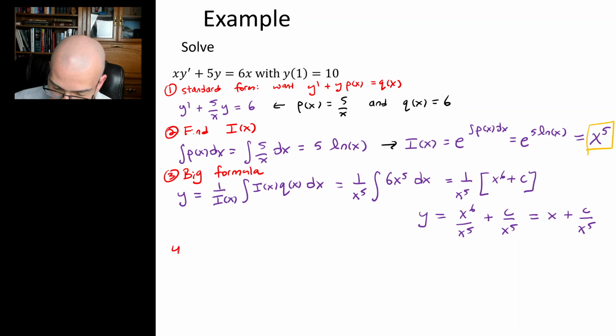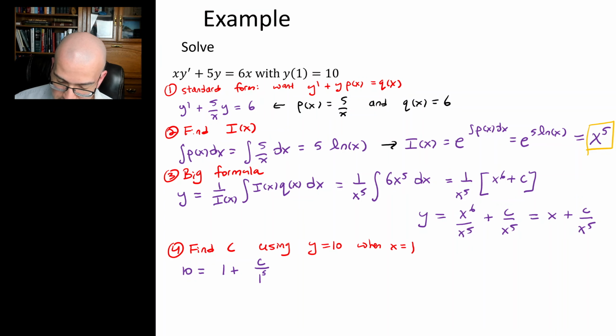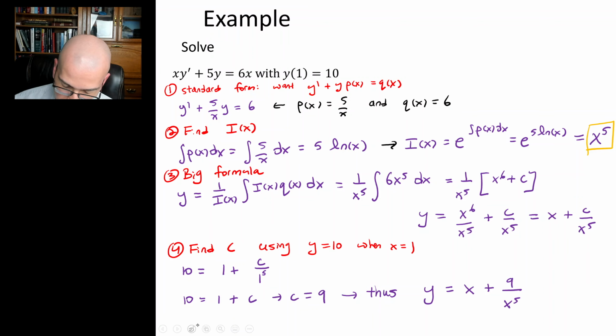So step 4, find c using y equals 10 when x is equal to 1. So 10 is equal to 1 plus c over 1 to the power 5. So 10 is equal to 1 plus c. That means c is equal to 9. Thus, we can write down our entire solution. y is equal to x plus 9 over x to the power 5. And that solves the differential equation.